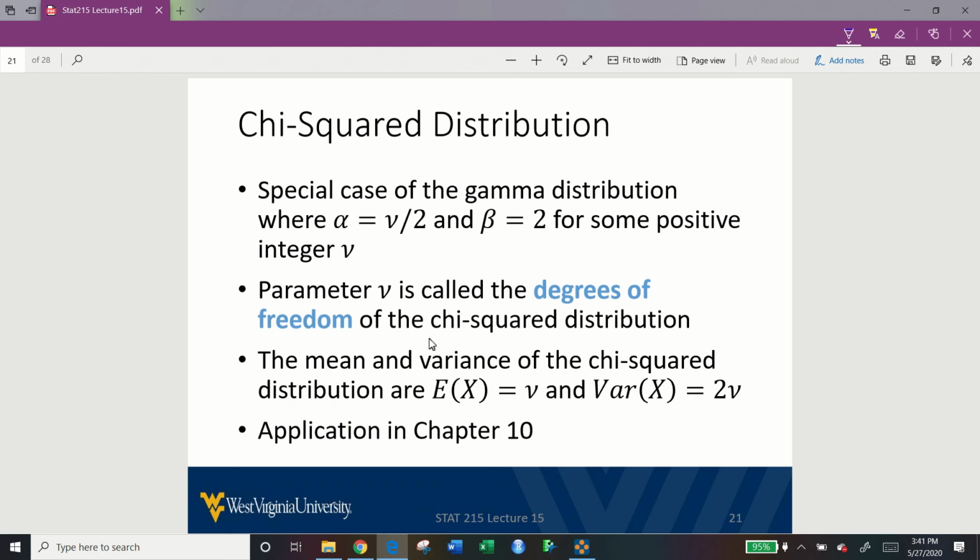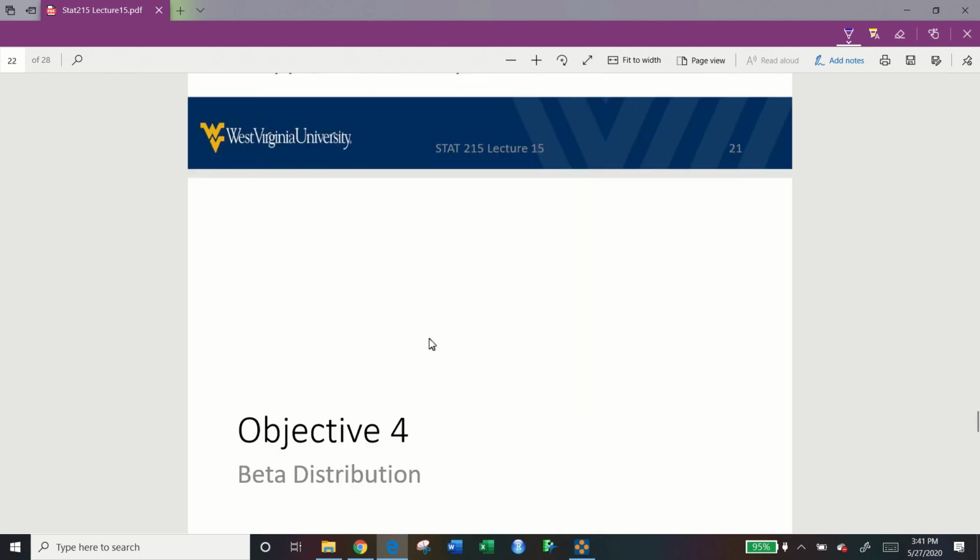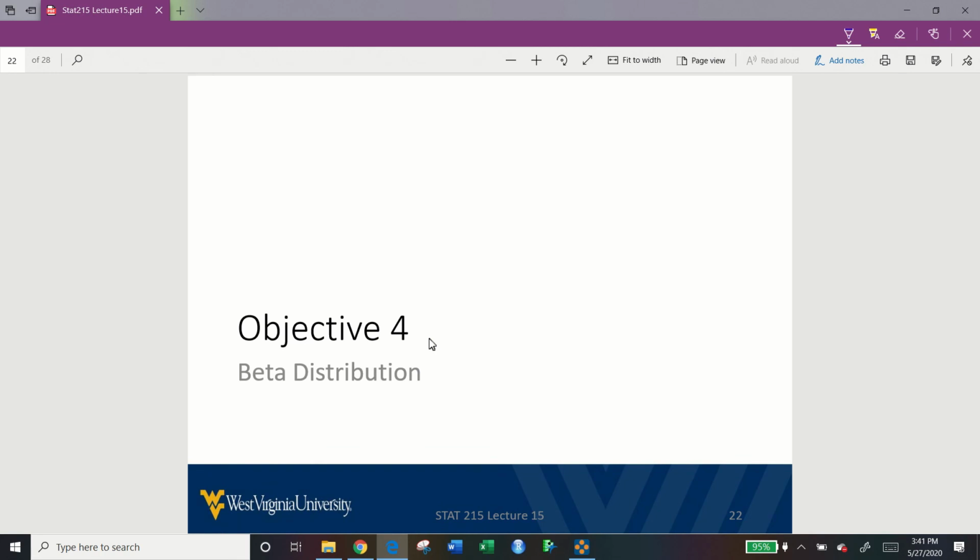And as I already said before, this is all the time I'm going to spend on the chi-square distribution for this lecture, but it will pop up later in the course and we'll explore the chi-square distribution more then. So now let's take a look at the beta distribution.